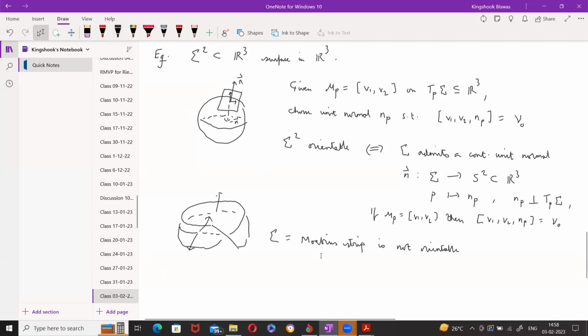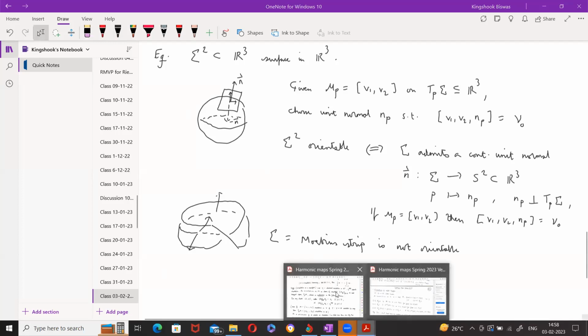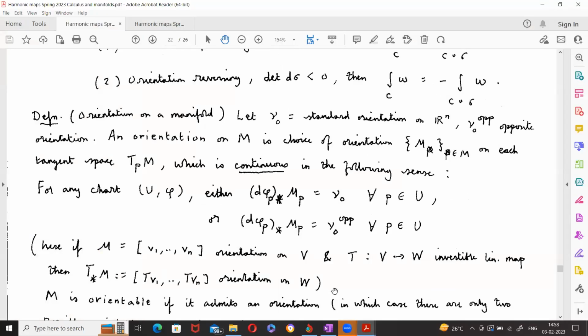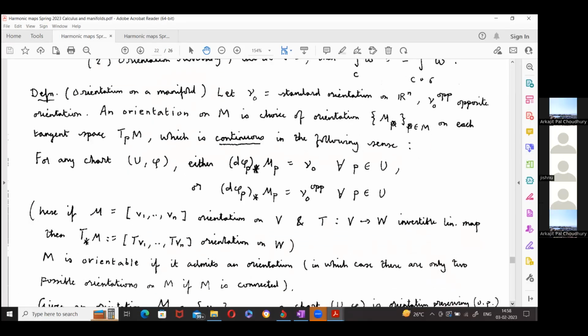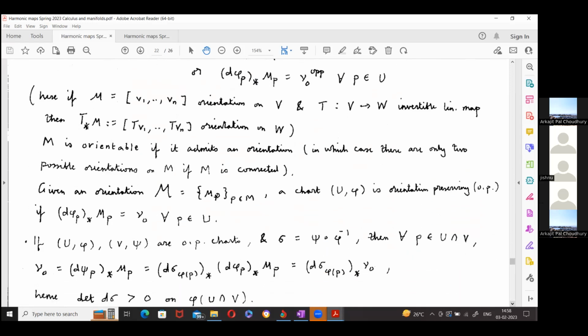Okay. All right. So that's just a little bit about orientation on a manifold, just to give you an idea. So M is orientable if it admits an orientation. In this case, there are only two possible orientations on M if M is connected. So an orientable manifold can have at most two possible orientations. That is not hard to see. You can show that as an exercise.